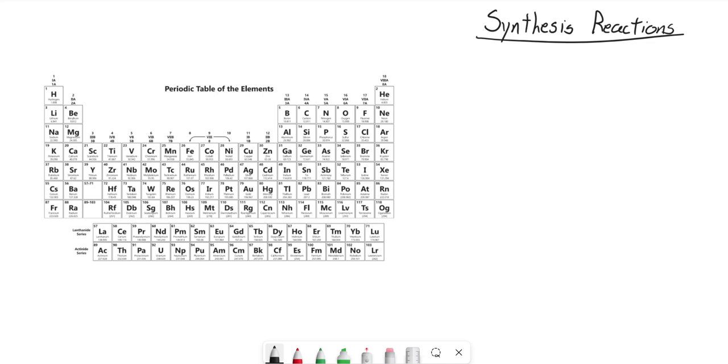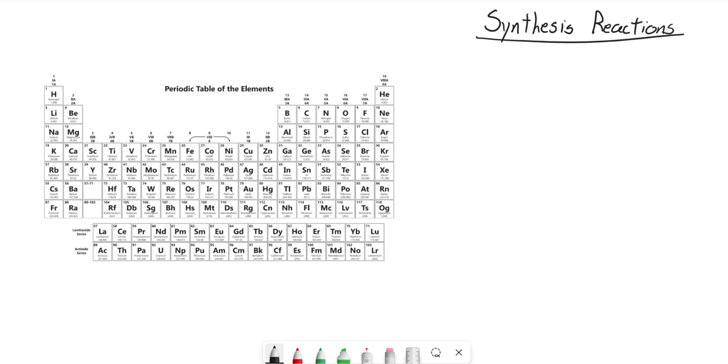How to predict the products of a synthesis reaction. First of all, we have to be able to identify when we're actually dealing with a synthesis reaction. If you remember from what we talked about before, a synthesis reaction can usually be identified by the fact that it makes one single product. But what if you're not given the product?